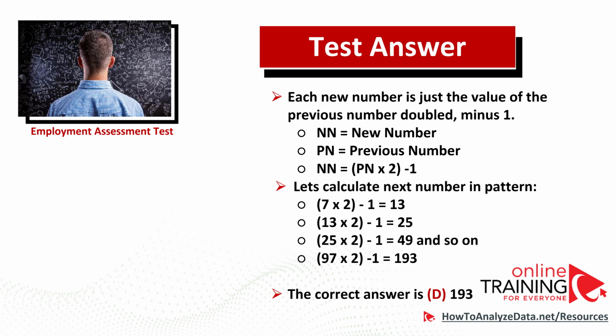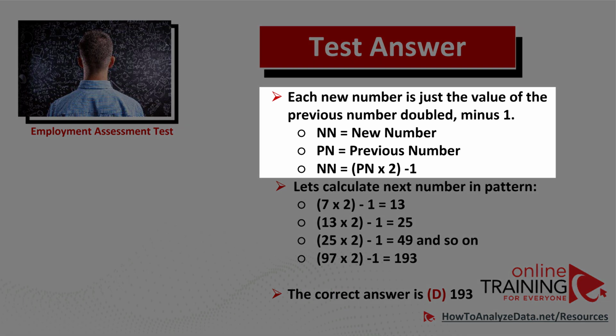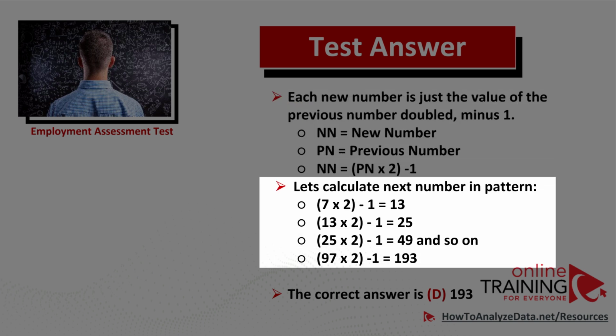Sometimes the solution is not obvious, but in case of every pattern, there is a formula behind it. Let's look at the formula for this particular pattern, in which we will have nn as a new number, pn as a previous number, and then calculating the new number, we will use the formula: previous number multiplied by 2 minus 1. So let's calculate the next number in the pattern.